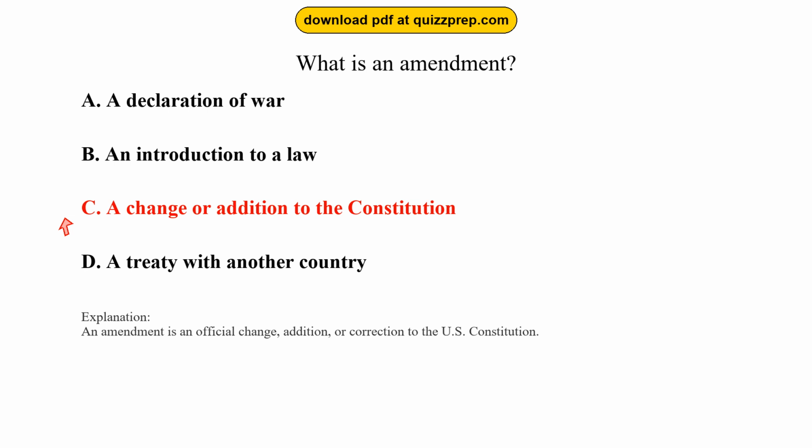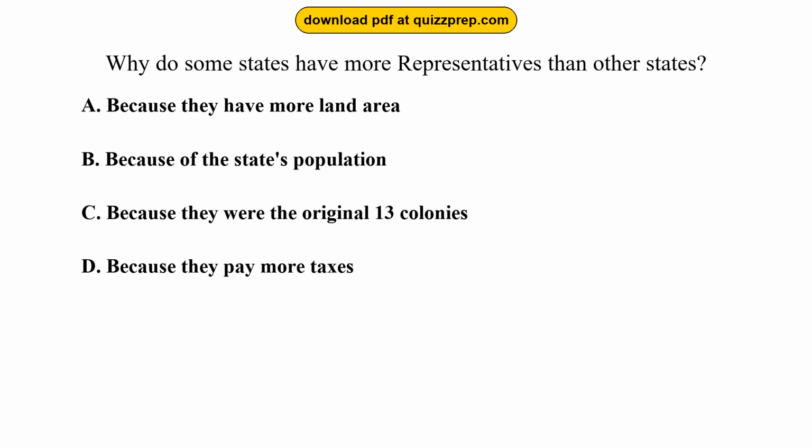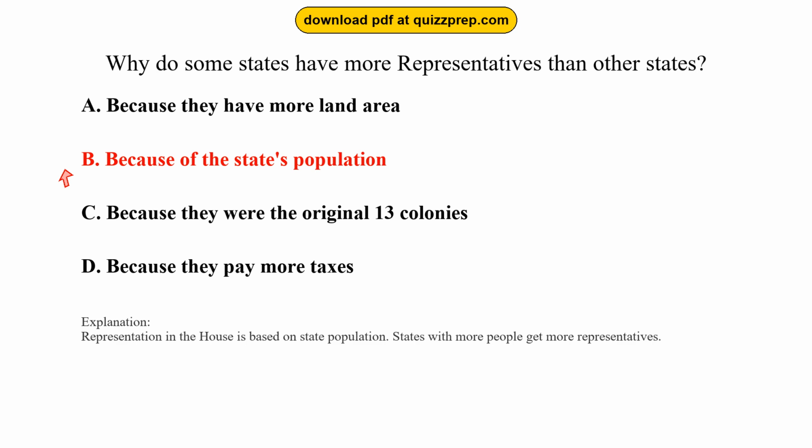Question 60. Why do some states have more representatives than other states? Option A. Because they have more land area. Option B. Because of the state's population. Option C. Because they were the original 13 colonies. Option D. Because they pay more taxes. The correct answer is option B. Because of the state's population. Representation in the House is based on state population. States with more people get more representatives.